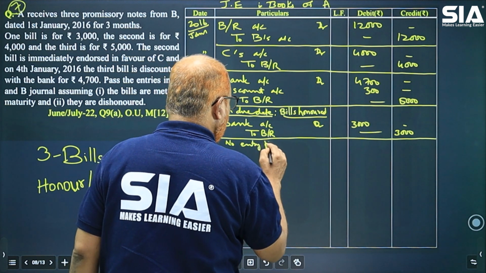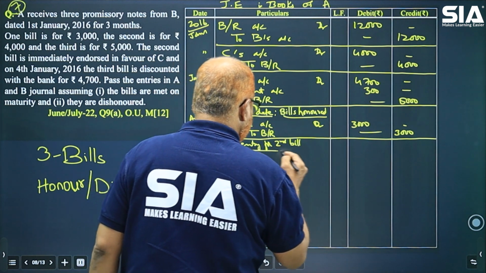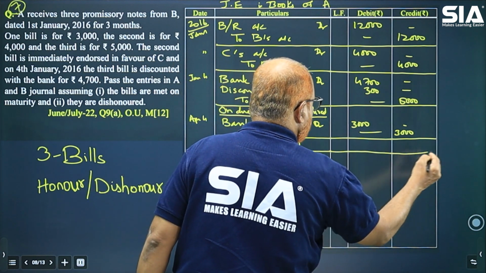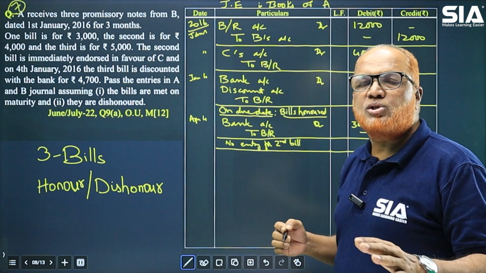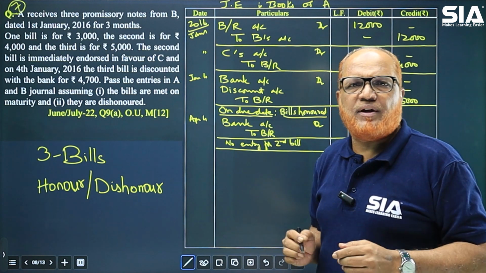No entry for the second bill, because the second bill was already endorsed in favor of C and C will collect the amount from B. So no entry in the books of A.